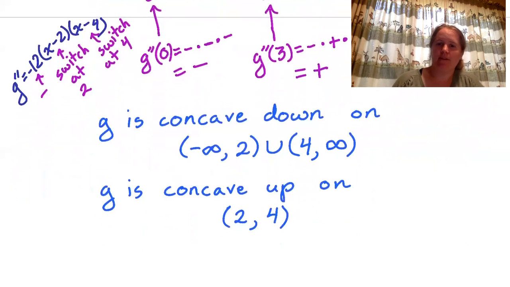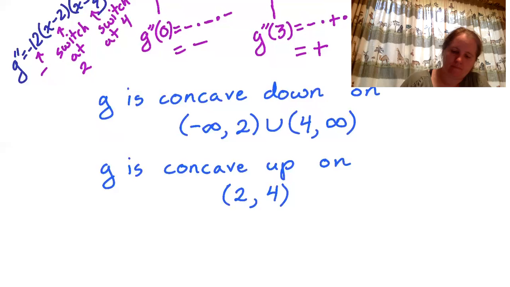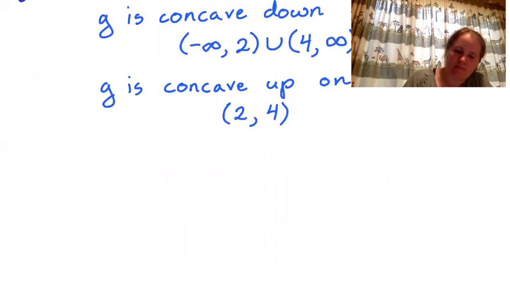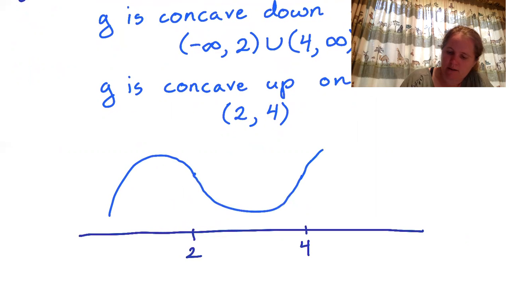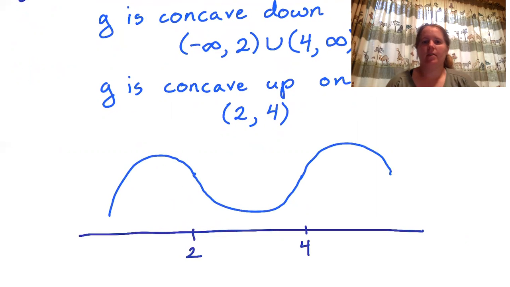So in terms of just briefly visualizing what this would look like, if we want to just briefly visualize what this means in terms of the graph, we start off concave down, at 2 we're going to go from a cap to a cup to a cap. So this is just a rough sketch of what the function might look like. All right.